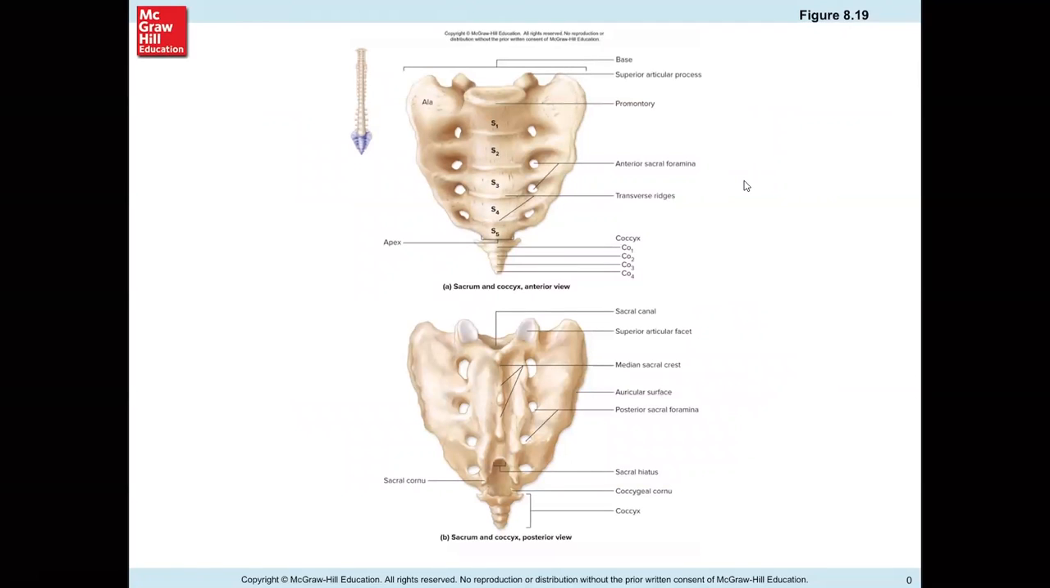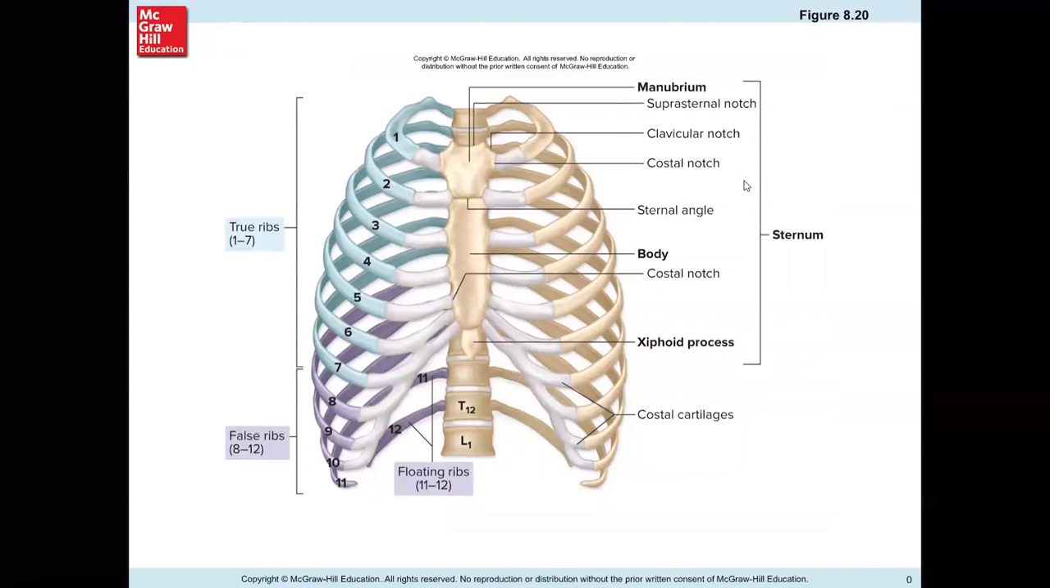Okay, the sacrum. All I really have you know is that it's the sacrum. The sacrum is fused. It's your sit bones. The ribs: 1 through 7 are considered true ribs. The way that we name the ribs is we just number them 1, 2, 3, all the way down to 12. So 1 through 7 are true ribs, and 8 through 12 are false. And then 11 and 12 are further subdivided, and they're considered floating ribs. So 1 through 7 hook to the sternum.